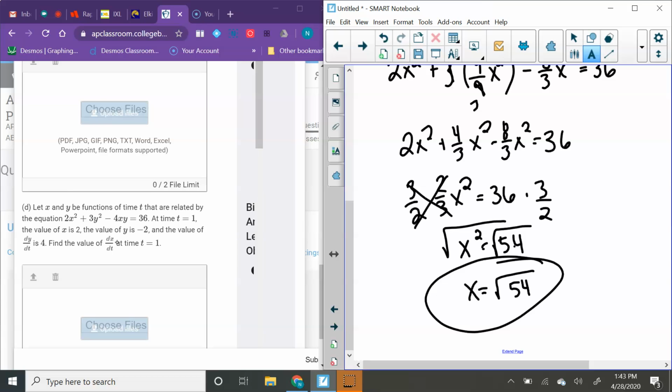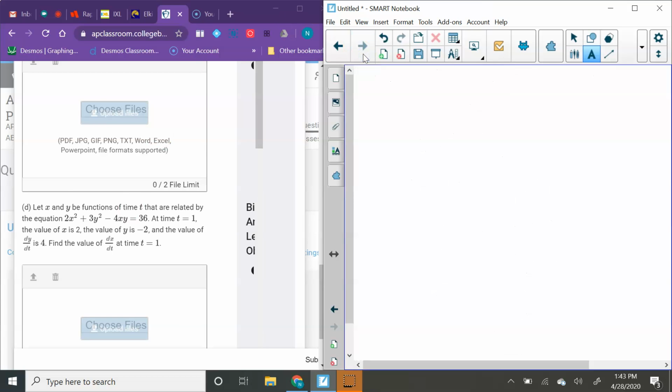And then we have one more for D. It says, let x and y be functions of time t that are related by the equation that we have been using so far. At time t equals 1, the value of x is 2, the value of y is -2, and the value of dy/dt is 4. Find the value of dx/dt at time t equals 1.